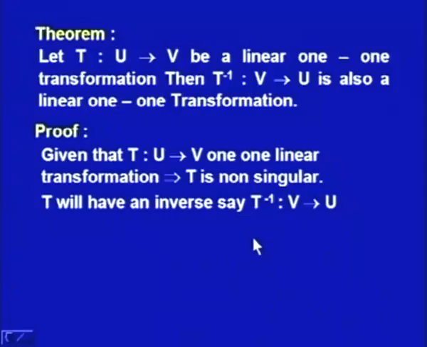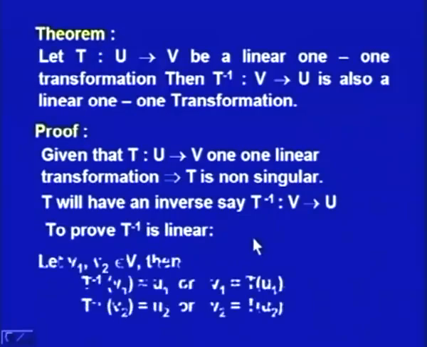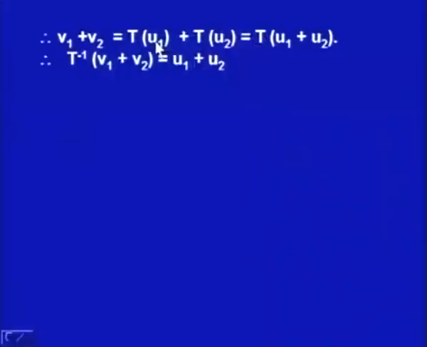Then if this happens to be a linear transformation, we should prove that T inverse is additive and homogeneous. So, first we consider two vectors V1 and V2 in V, then T inverse V1 is equal to U1 and T inverse V2 is equal to U2. This is our assumption. Then V1 is equal to T of U1 and V2 is equal to T of U2, because of the definition of T inverse. Then V1 plus V2 is equal to T of U1 plus T of U2.